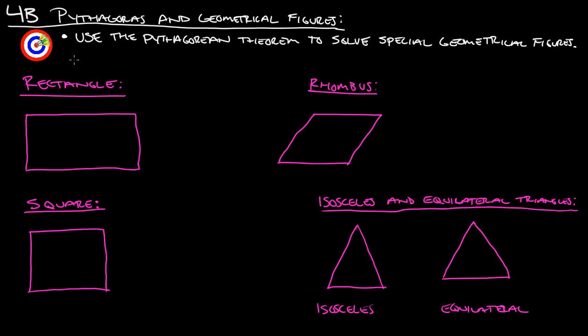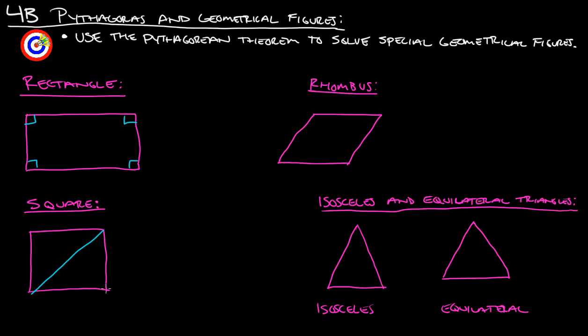Aren't these special? Rectangle, square, rhombus, isosceles, and equilateral triangles. With this, I really hope you remember this, but for a rectangle, really the only thing you need to know is that all the angles are right angles, all right? With the square, same thing, all the angles are right angles.